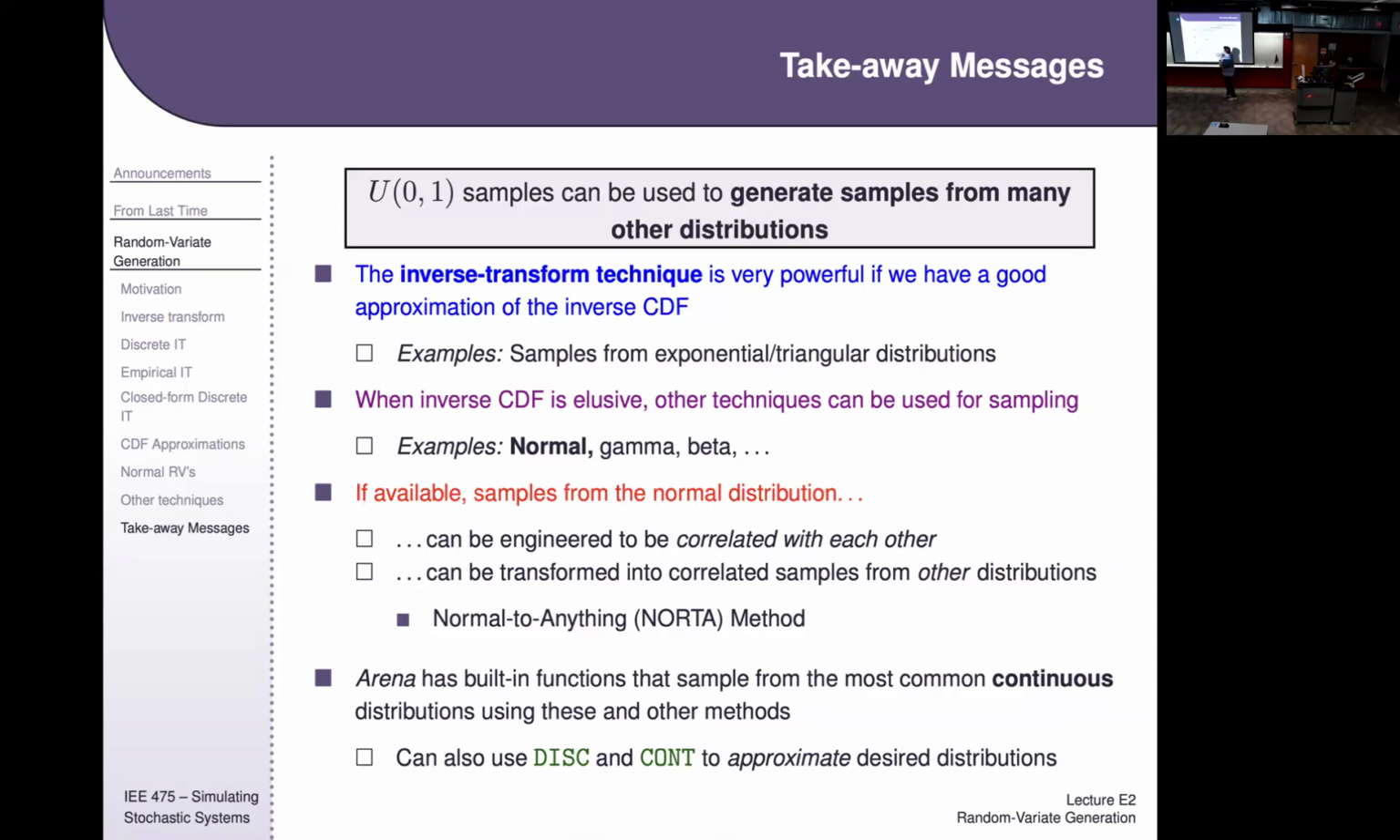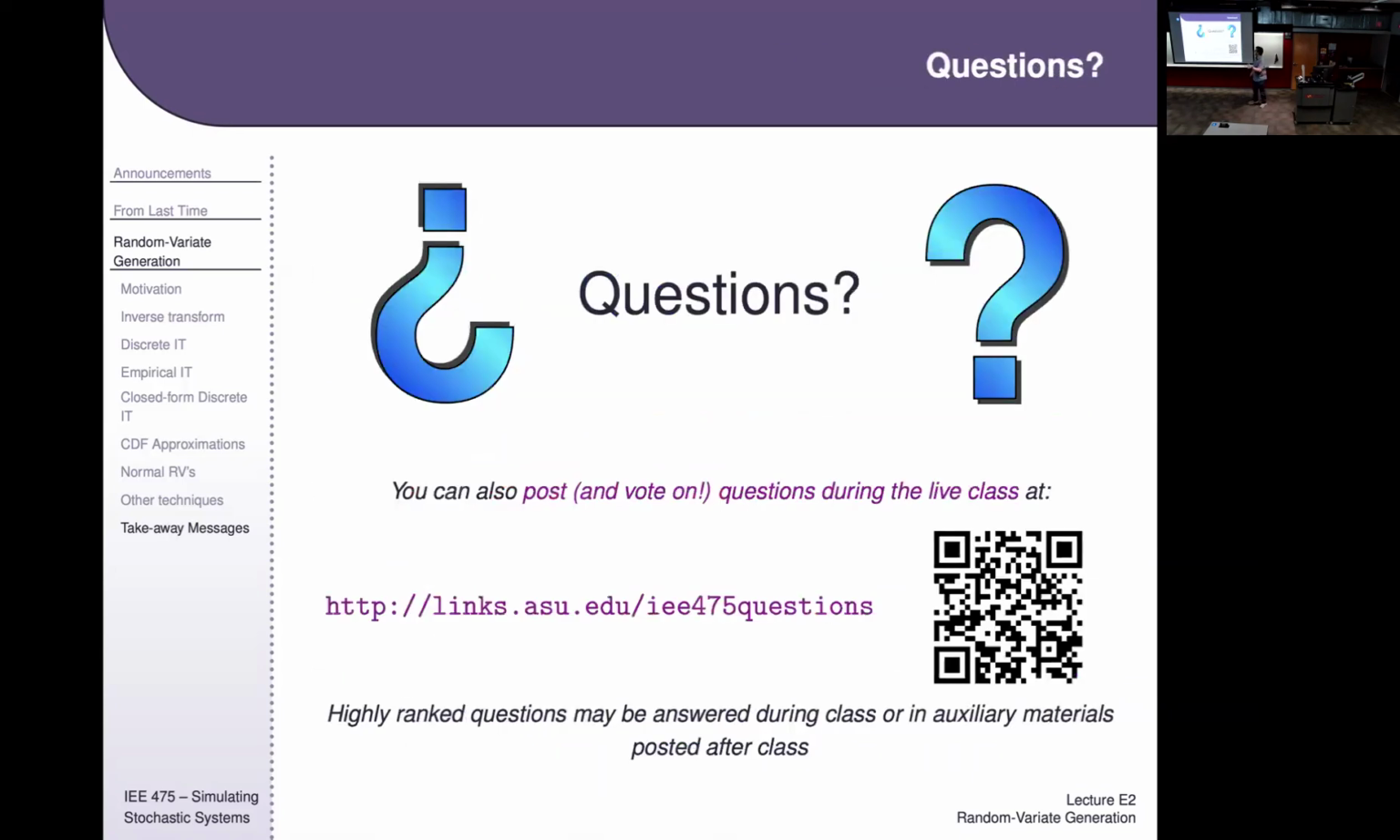Don't worry too much about that, except know that if you need to implement a discrete random variable in Arena, there is this disk command that just takes, remember, the inverse CDF. The odd arguments are probabilities, the even arguments are outcomes. All right, so that's all I've got for you.